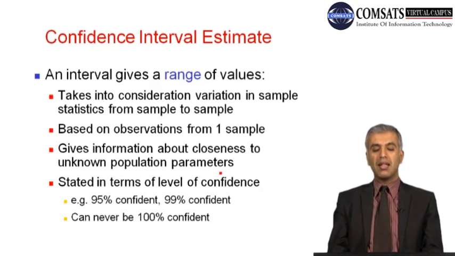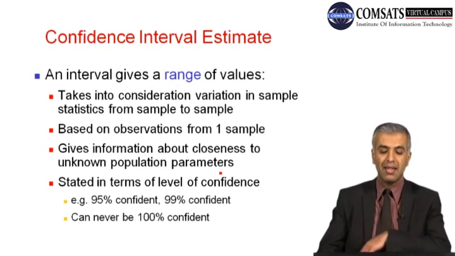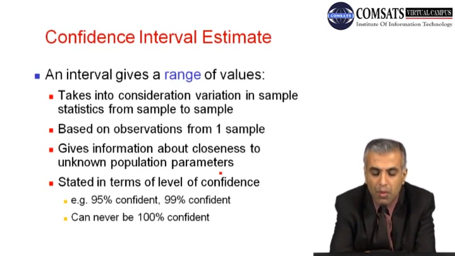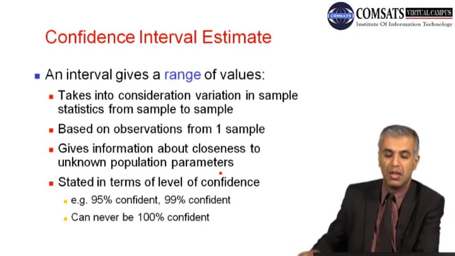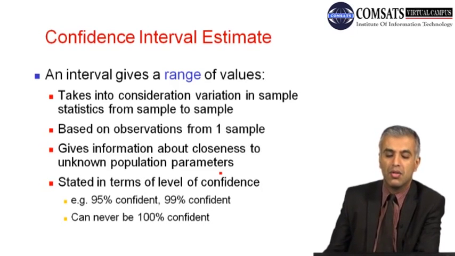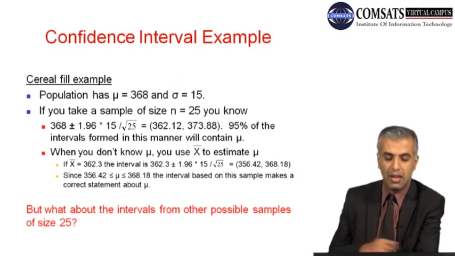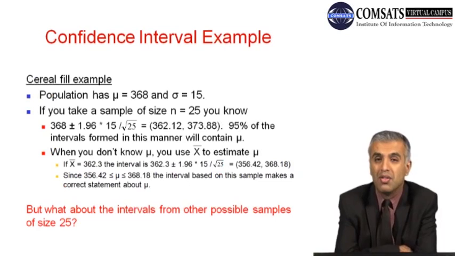So here basically, this whole phenomenon gives us information about the closeness to unknown population parameters, and it is stated in terms of level of confidence, which can be 95% or 99%, depending upon the nature of data and results. So here we are taking an example so that the whole concept becomes clear.